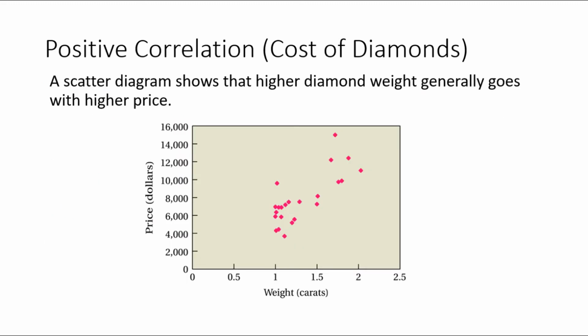Example of a positive correlation. Consider the cost of diamonds. A scatter diagram shows that higher diamond weight generally goes with higher price. The graphic depicted shows the weight in carats of the diamond along the horizontal, starting at 0 and increasing in 1/2 increments to 2.5. The vertical axis on the left gives the price in dollars, starting at $2,000, increasing in $2,000 increments to $16,000. While there are a few outliers, the general trend is higher the weight, higher the cost.